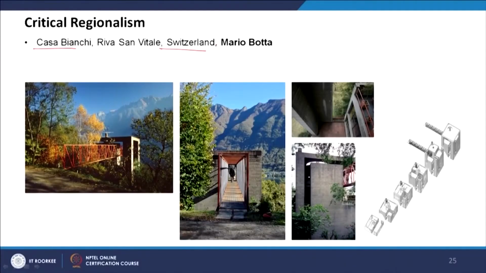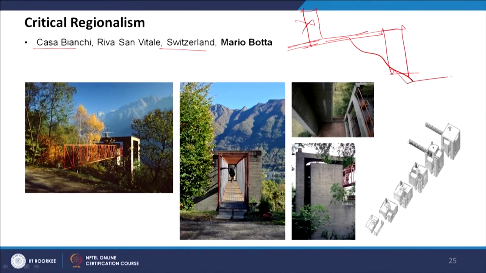This is another example, by Mario Botta, another famous architect in the critical regionalism style. This is Casa Bianchi in Switzerland. This design evolved from this particular setup. Generally we enter a building from the bottom and then go up. In this building, we enter at the top and then go down.